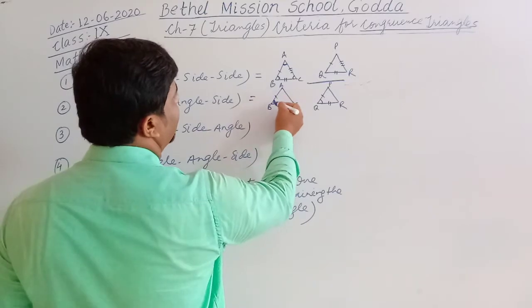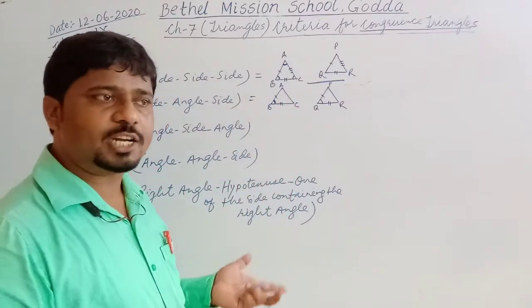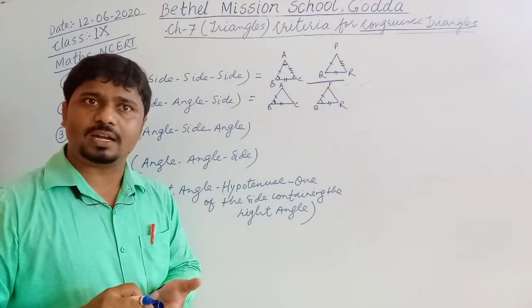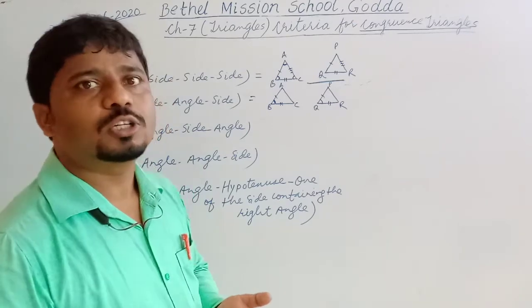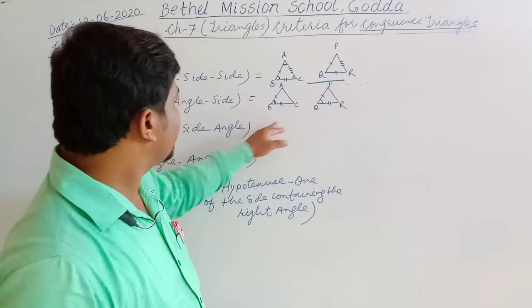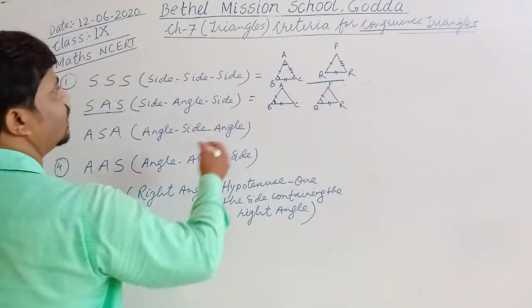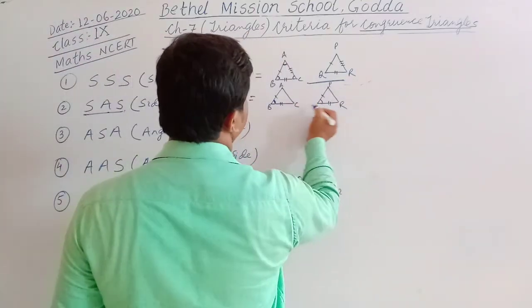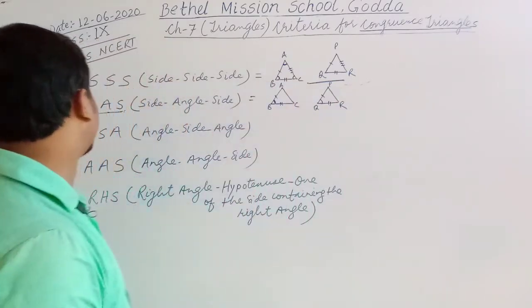Two sides and included angle of one of the triangle are correspondingly equal to the two sides and included angle of another triangle, then the two triangles are congruent. So here triangle ABC is congruent to triangle PQR.